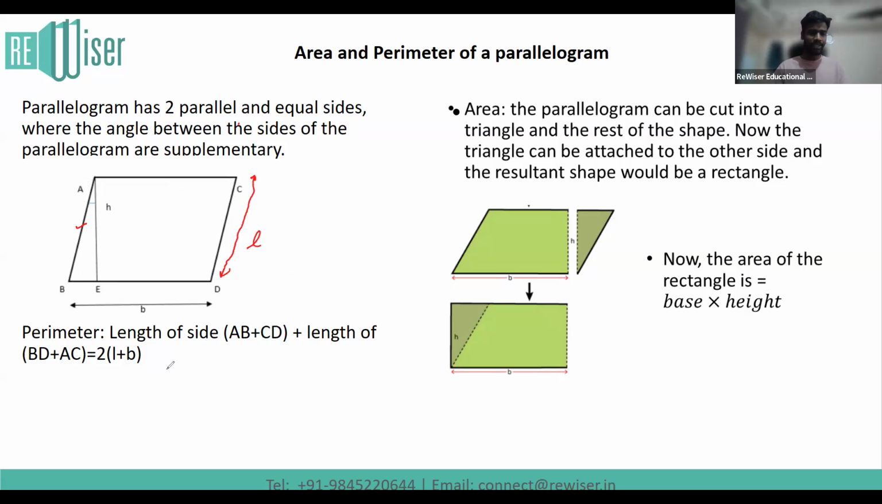And this is the formula for the parallelogram. And next, if I talk about the area of a parallelogram, the area is just base times height. And the height of the parallelogram is a straight line which is perpendicular to the base of this parallelogram. And it's base times height. Next.